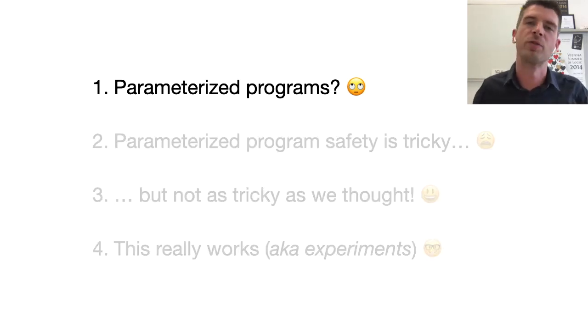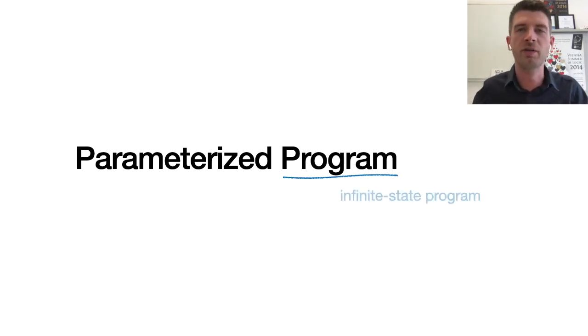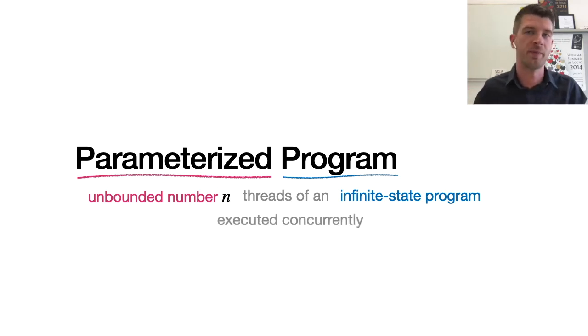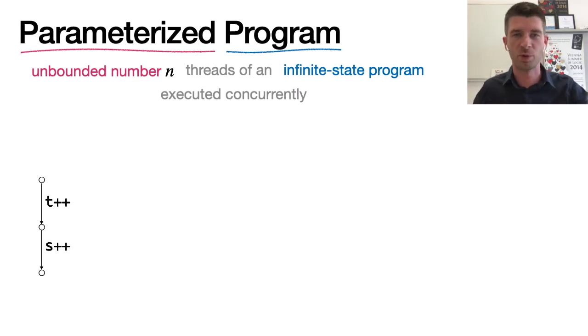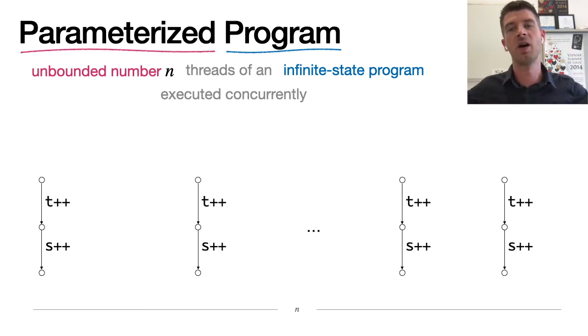So what are parameterized programs? And the program part of this is just our usual notion of an infinite state program. The parameterization means that we look at an unbounded number, n, of threads that concurrently execute this infinite state program template. Let's look at an example. So we have this program template here that first increments t and then increments s, and t and s are both shared variables. And then this induces a parameterized program that looks like this, where we have n threads all executing the same identical program template.